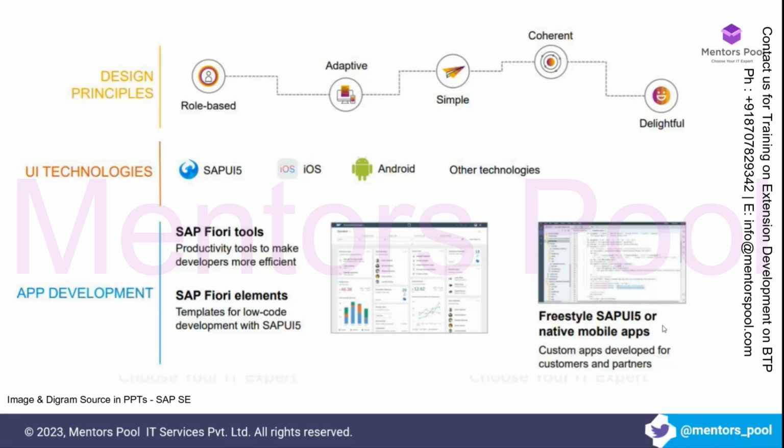So underneath that, you could have multiple UI technologies. We could have an SAP UI5 based application. We could have an iOS based application, an Android or any other technology for that matter. And we develop applications using SAP Fiori tools or Fiori elements, or we could also develop applications using SAP UI5 or native mobile applications.